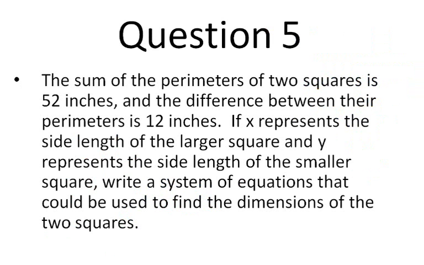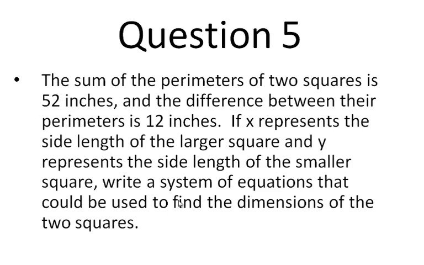Okay, question 5. The sum of the perimeters of two squares is 52 inches and the difference between their perimeters is 12 inches. If x represents the side length of the larger square and y represents the side length of the smaller square, write a system of equations that can be used to find the dimensions of the two squares.